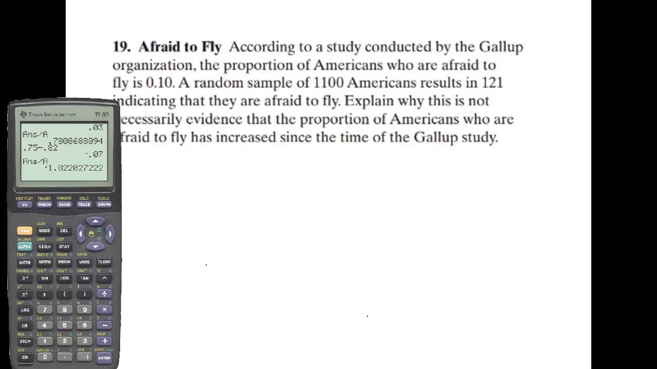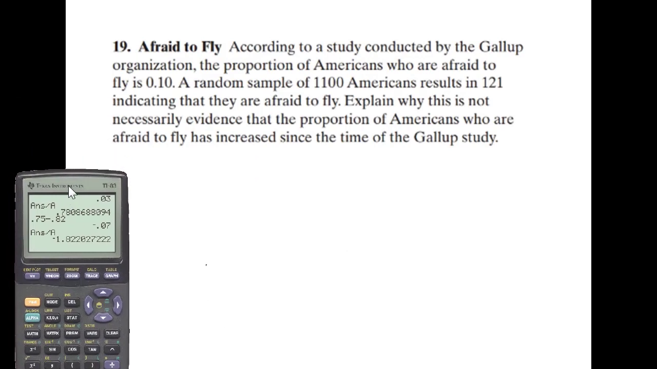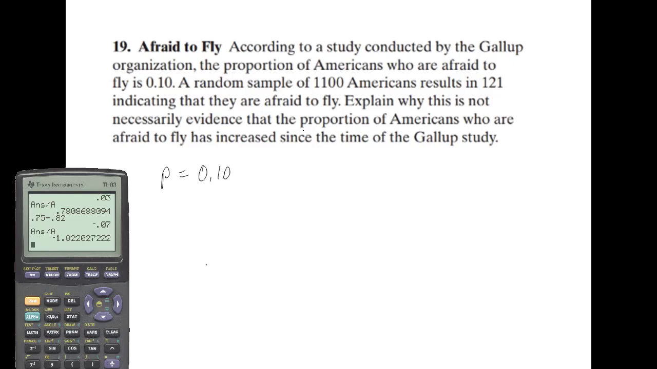All right, so next guy here. All right, so afraid of flying. Okay, so according to a study of the Gallup poll, the proportion of Americans who are afraid of flying is 0.10. So p is equal to 0.10. And a random sample of 1,100 resulted in 121. So n is equal to 1,100. And so p hat will equal 121 divided by 1,100. Also, we could say x is equal to 121. All right. Explain why this is not necessarily evidence that the proportion of Americans who are afraid of flying has increased since the time of the Gallup study.